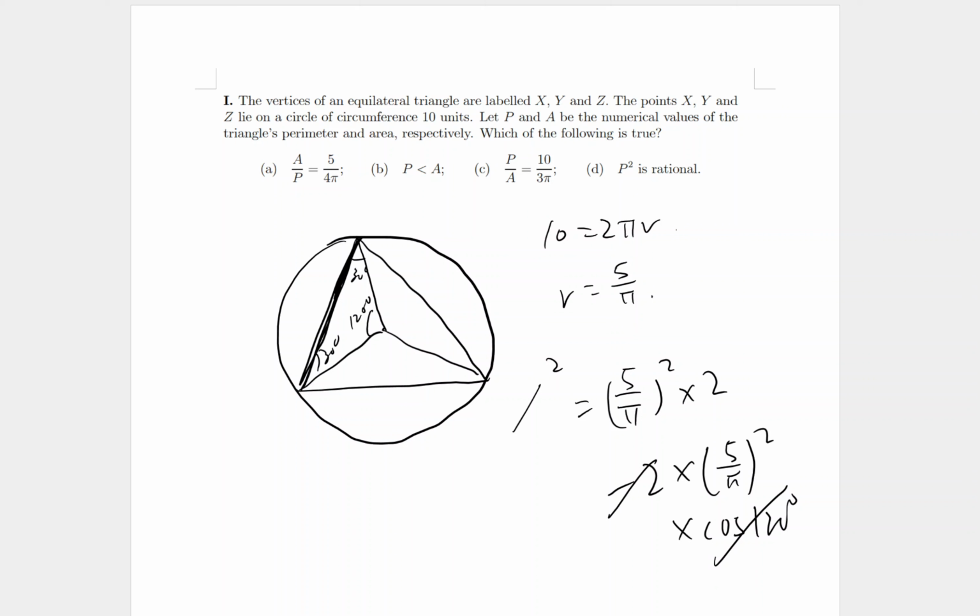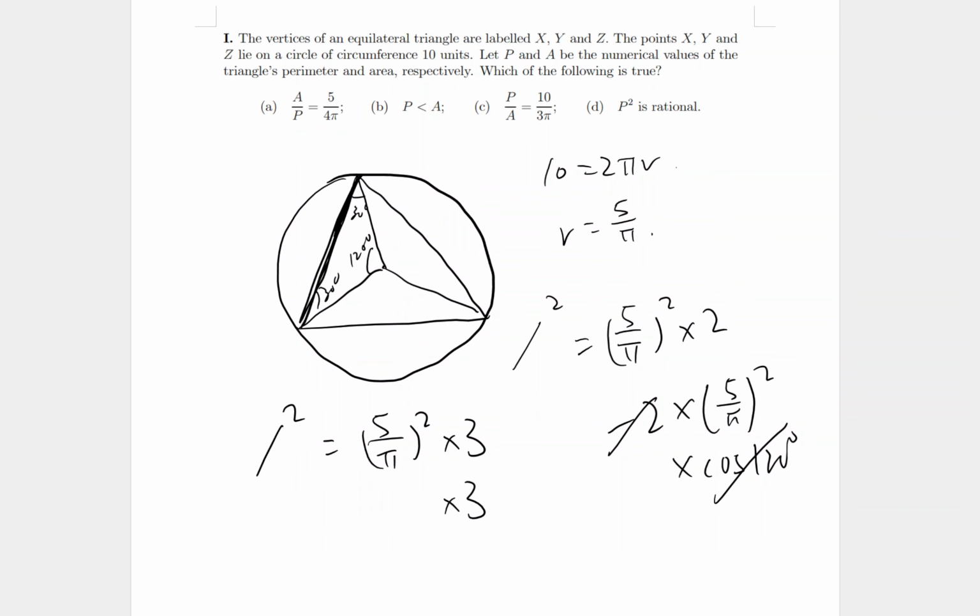So the length squared equals 5 on pi squared times 3. You square root both sides, so this length becomes root 3 times 5 on pi. The perimeter is three of that, because it's a triangle and it's equilateral. So perimeter P equals 3 root 3 times 5 on pi. No problem.